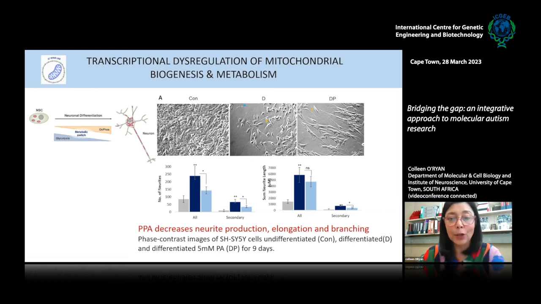And this is some early data we're busy trying to redesign with a colleague and collaborator, Karen Jacobs, a macro to measure this. So this is some pictures of phase contrast images of control cells, differentiated, and differentiated in the presence of sodium propionate, or when we have mitochondrial dysfunction. And we can show that mitochondrial dysfunction, as induced by PPA, decreases neurite production, elongation, and branching. So that's very exciting early data for us. And we're still busy analyzing and fine-tuning these experiments.